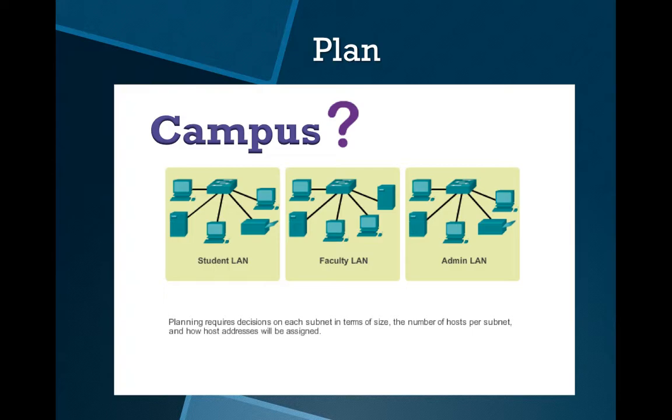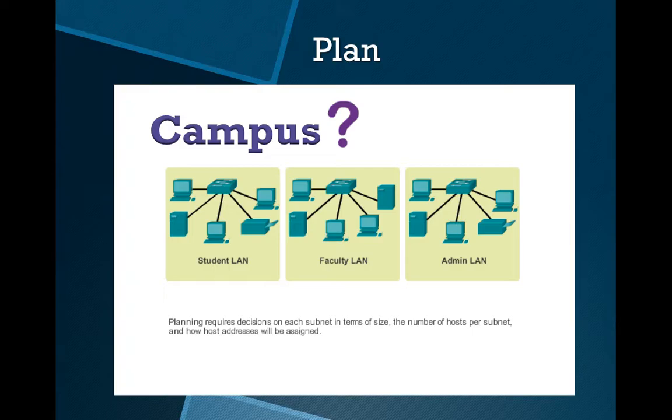The address plan includes deciding the needs for each subnet in terms of size, how many hosts per subnet, how host addresses will be assigned, which hosts will require static IP addresses, and which hosts can use DHCP for obtaining their addressing information. The size of a subnet includes planning the number of hosts that will require IPv4 host addresses in each subnet of the subdivided private network.